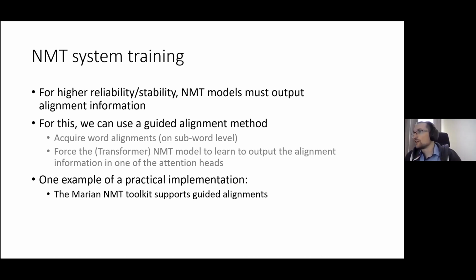And for that, we use guided alignments, typically, which force that neural machine translation model to learn to produce alignments which we acquire using the statistical method when preparing the training data. One example of guided alignments, if you want to work on it further, is available in the Marian NMT toolkit. I don't know whether all the other toolkits support guided alignment, but that's one that we typically use.